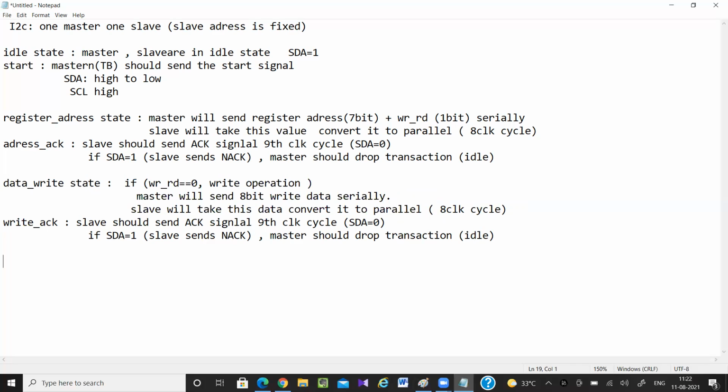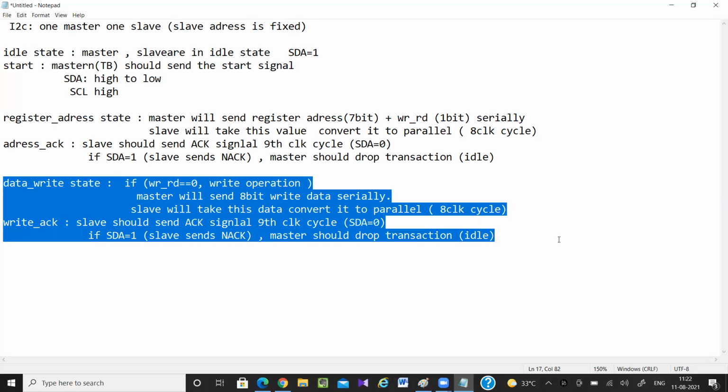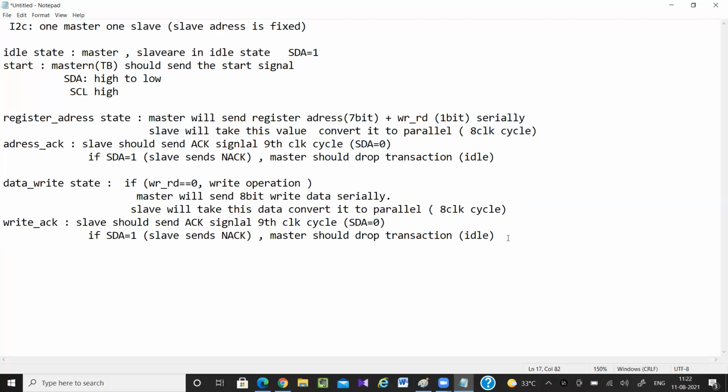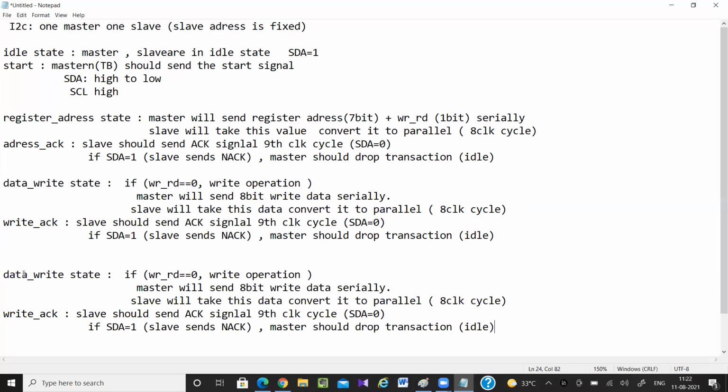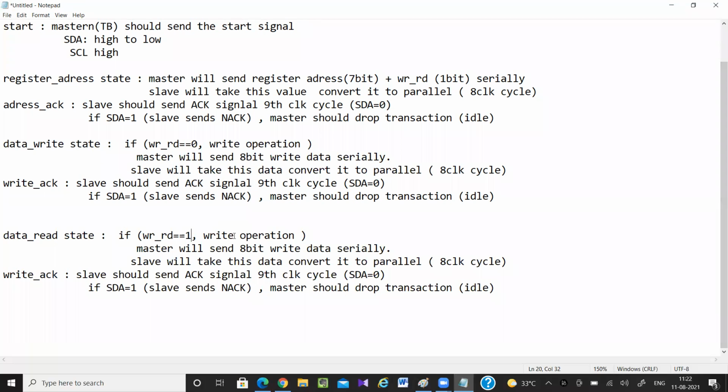Now for the read operation. The read operation is opposite. Slave will send the data. Here slave will send data serially, because the SDA line is just 1 bit.